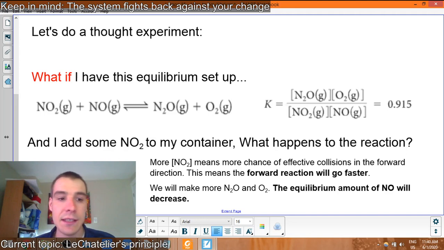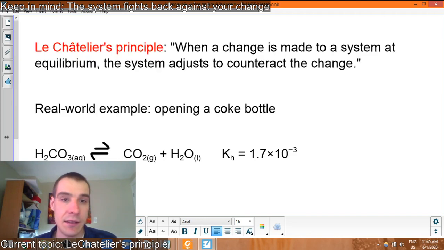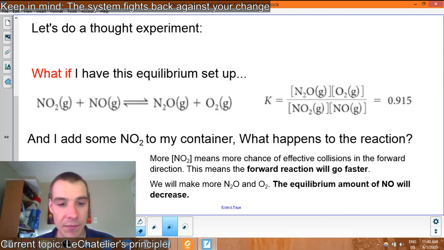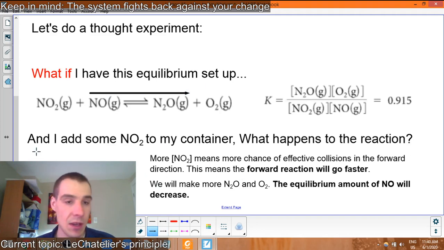So that's LeChatelier's principle. One easy way to state it is: when a change is made to a system at equilibrium, the system adjusts to counteract the change. Notice here I increased the NO2. The system acted to decrease the amount of NO2. It pushed the equilibrium. We sometimes say the equilibrium shifts that way.